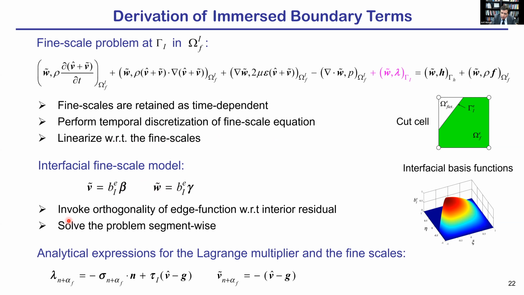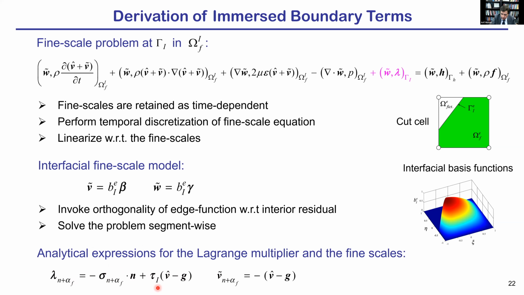And to make the problem tractable, when we linearize it, we get the interior residual. We invoke orthogonality of the edge function with respect to the interior residual. That makes the problem simpler, and we solve the problem segment-wise, as I showed on the previous slide for FSI. So when you solve this fluid problem, one-sided VMDG, you get an expression for the Lagrange multiplier and an expression for the fine scale velocity. It's interesting to look at the Lagrange multiplier. It has the traction of the natural stress boundary condition on the surface and an adjustment with respect to any error in the velocity condition at the interface.